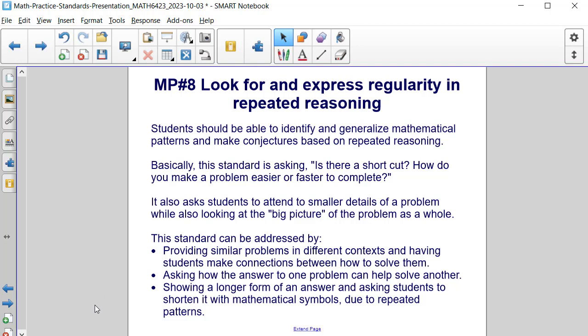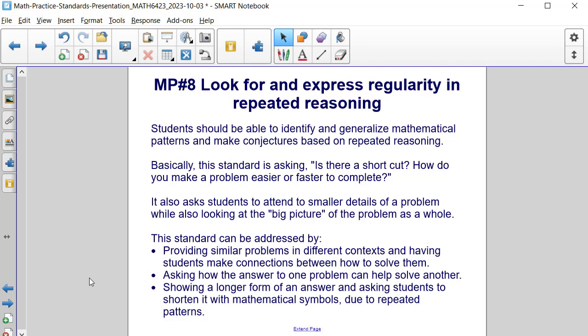The other classic example of when mathematical practice standard number 8 is used is when you show a long form of how an answer is found and you ask students to shorten it with mathematical symbols due to repeated patterns. For example, when you're working with the properties of exponents in 8th grade math or in Algebra 1, you can actually write out what the exponents mean, like a to the 4th times a to the 5th. And you can write out a times a times a times a for a to the 4th. And then you can write out a times a times a times a times a for a to the 5th. And then when you multiply them all together, you will get a to the 9th.